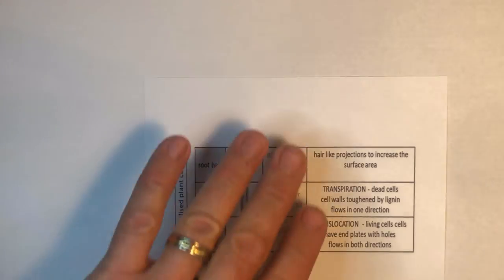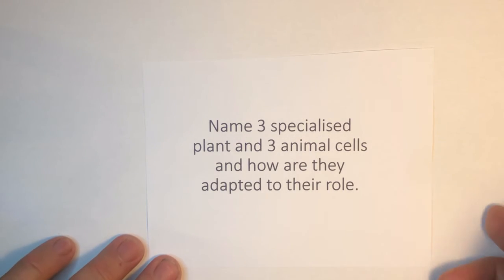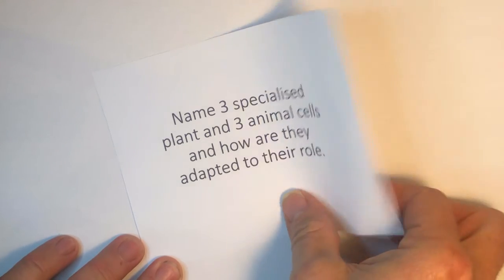Now, if we go back to the question, right, what you then need to do is you then need to be able to recite the answers to this question. Name 3 specialised plant and 3 specialised animal cells and how are they adapted to their role. This is then what you need to write or remember.